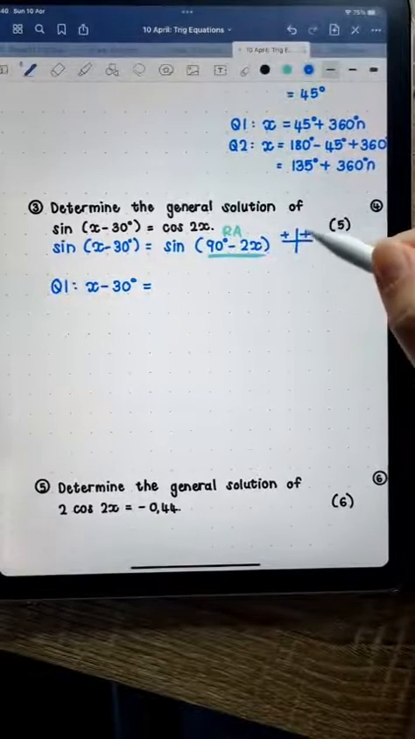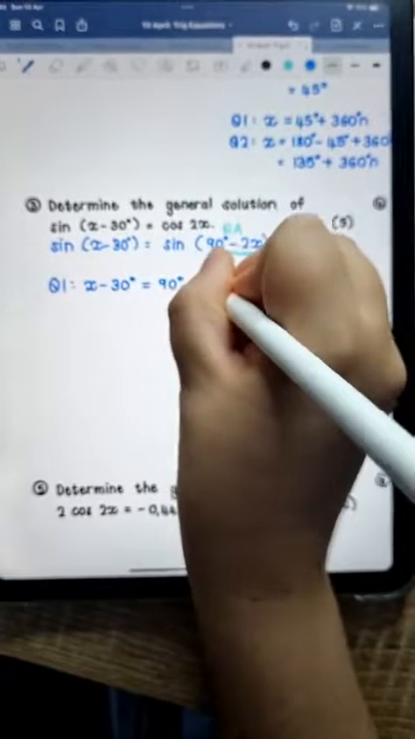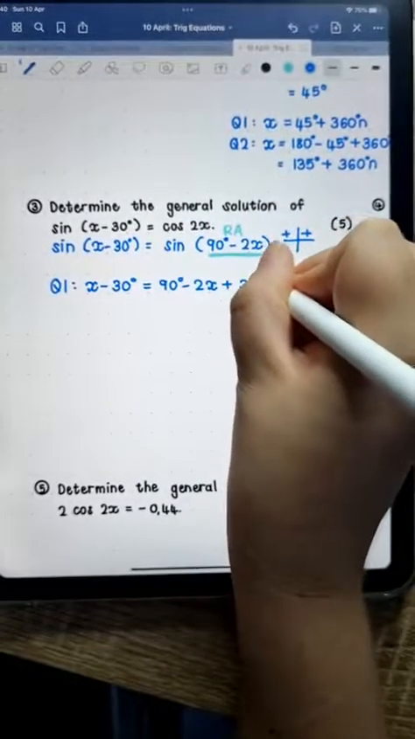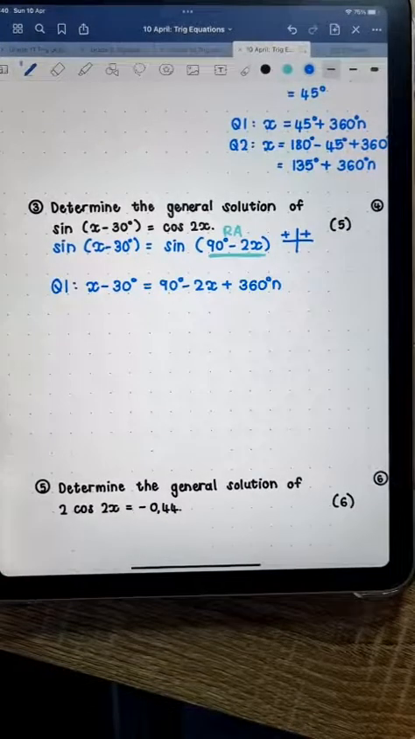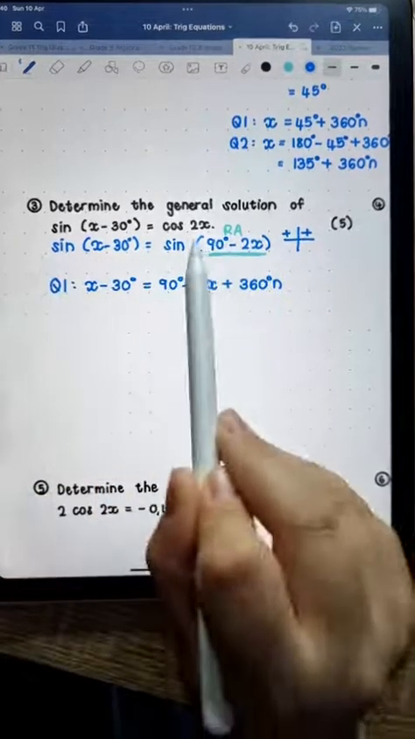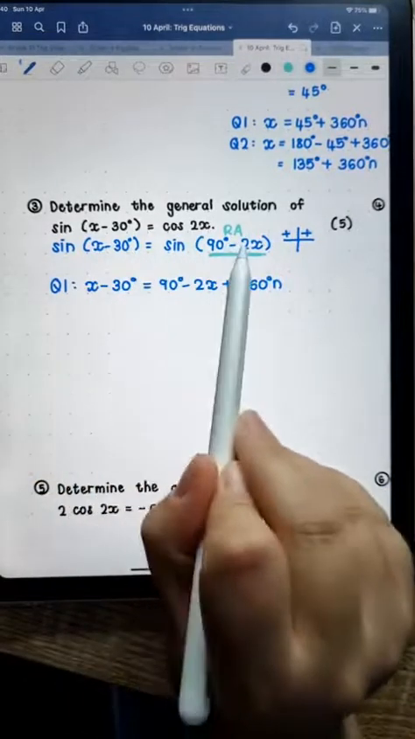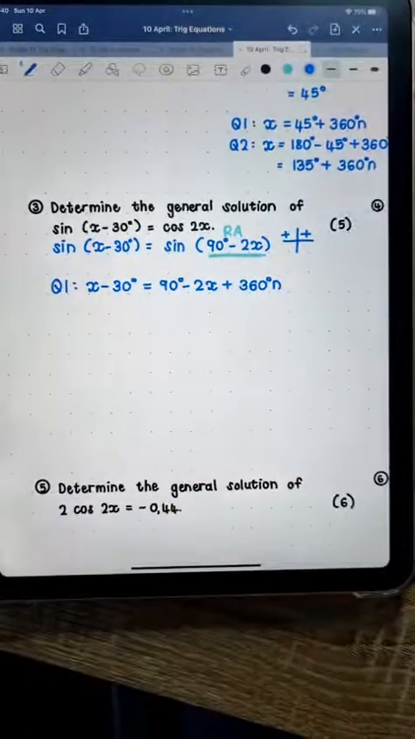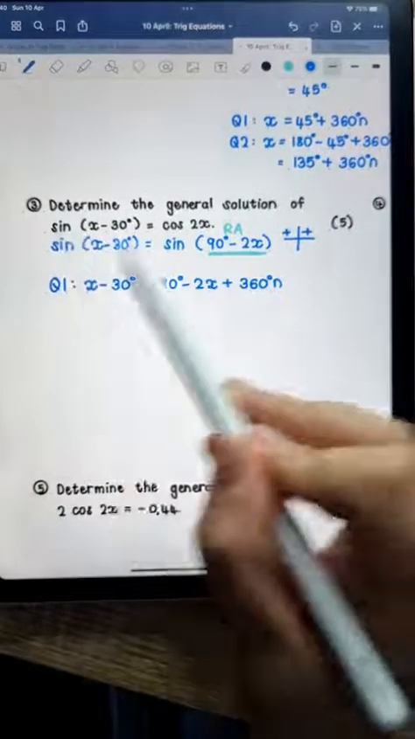In the first quadrant, we just use the reference angle, which is 90 minus 2x. And then because the period of sine is 360, we say plus 360n or k or whatever variable you want to work with. So the question is, do you drop the sine? It looks like you are dropping the sine, but what you're actually saying is that for sine of an angle to be equal to sine of another angle, the angles have to be equal to each other. So in a sense, yes, we are dropping the sine, but we're just saying that this angle has to be equal to that angle for this equation to be true.